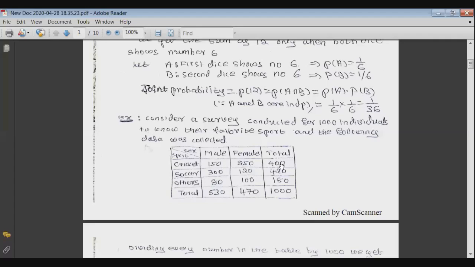Once you take the sum, this 400 represents the total number of individuals, irrespective of their gender, who say that their favorite sport is cricket. Similarly, 420 individuals, irrespective of their gender, say their favorite sport is soccer, and 120 individuals irrespective of their gender say that they have another sport as their favorite one. Therefore, there are totally 1,000 individuals who participated in the survey, and this is the data we obtained.